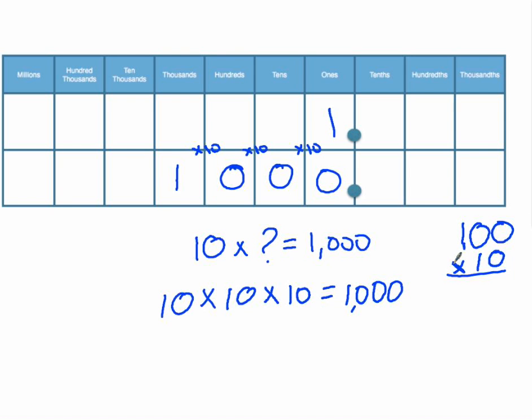100 times 10. Remember the trick? You multiply the front numbers and then you add the zeros. So 1 times 1 is 1. How many zeros do I have? 3. So I just used the number 10 3 times. Did I get to 1,000? Was it the same? Yes, it was.